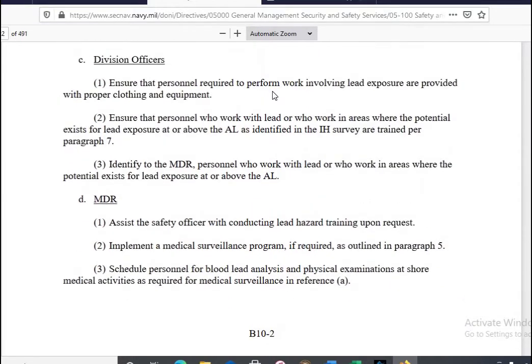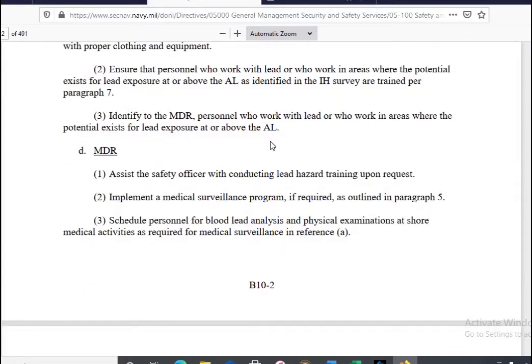Divos, make sure people are wearing their PPE, and make sure that anywhere that is exposed is marked up. So ensure that personnel who work with lead or work in areas where potential exists for lead exposure is identified in the IH survey. So divos just make sure that the areas that people are working are actually marked correctly.